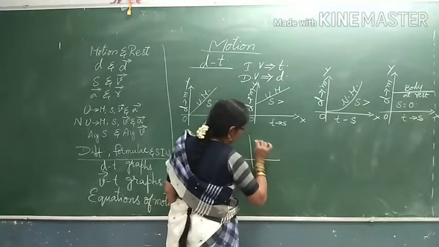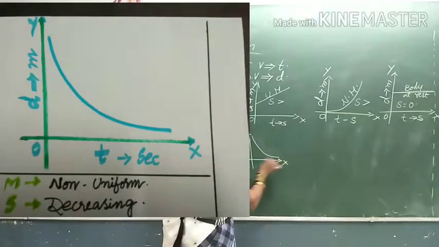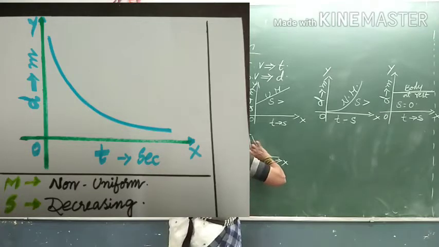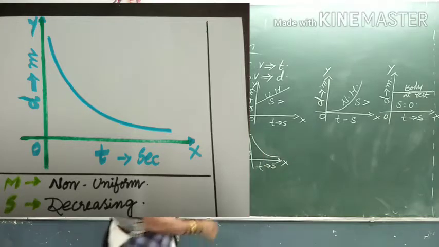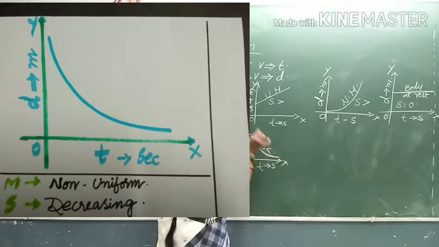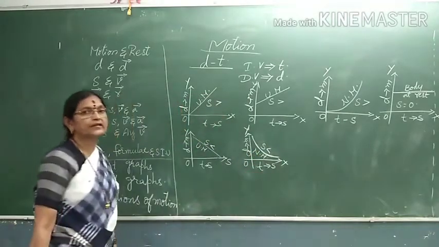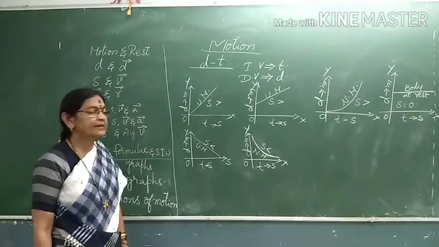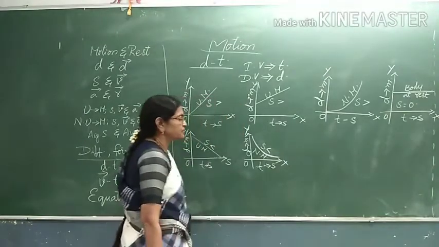If the graph comes like this, it is non-uniform motion. Please draw in your books also. Time in seconds, distance in meters. So the slope is coming towards the x-axis from the top. So speed is again decreasing. The slope is a curve, so non-uniform motion. You can calculate the speed by drawing perpendiculars to the time axis as well as the distance axis, that is the y-axis. Have you observed?